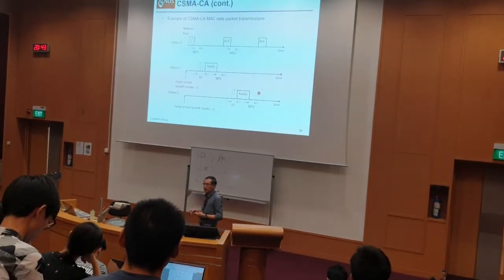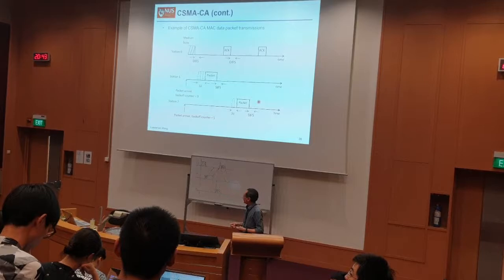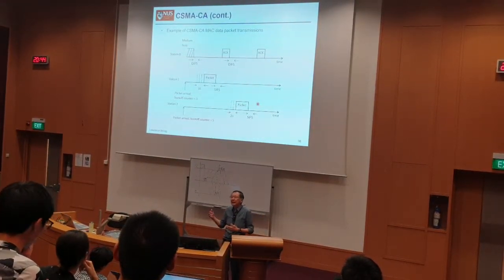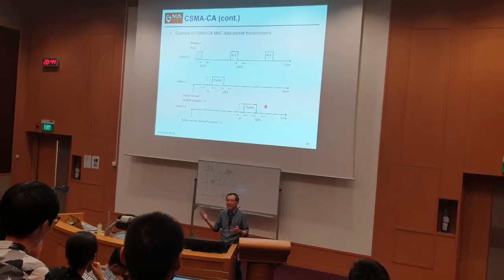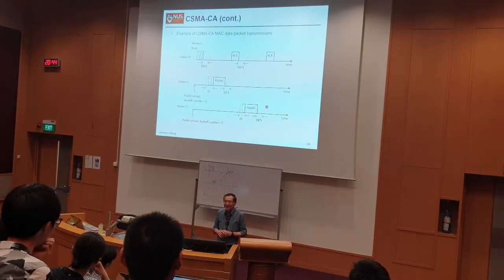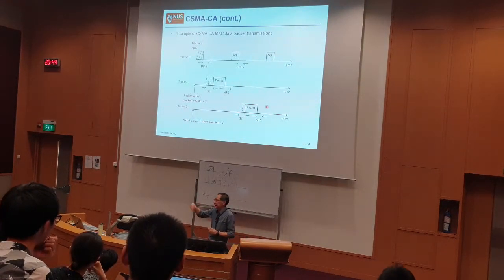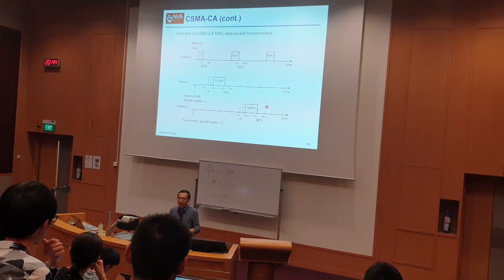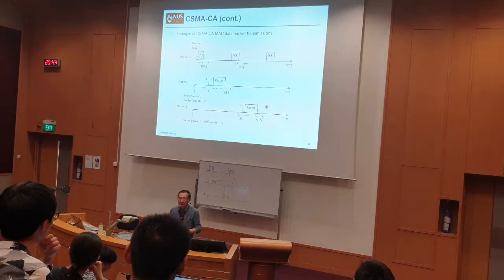Any other question? For station 2, why is the back-off time 2? Oh, it depends on how lucky or unlucky he has been previously. If he tried and he did not get his acknowledgement, his back-off time will keep increasing. I'm just taking an example, that's all. Is there anything to do with the back-off counter? Yes, this is a back-off counter.